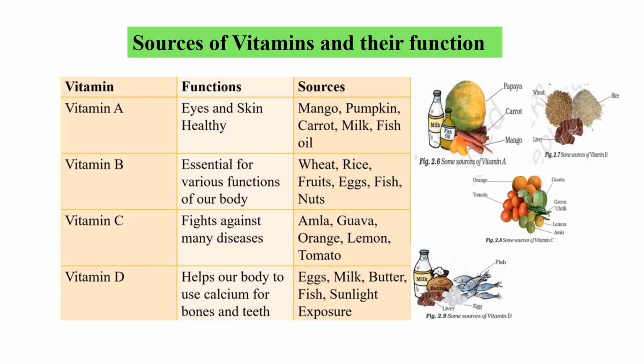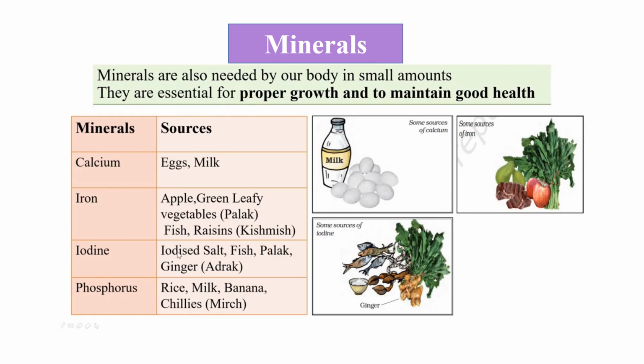Next comes minerals. The minerals are also needed by our body in very small amounts. They are essential for proper growth and to maintain good health. There are mainly 4 minerals needed by our body. First is calcium, next iron, next iodine, and next phosphorus.